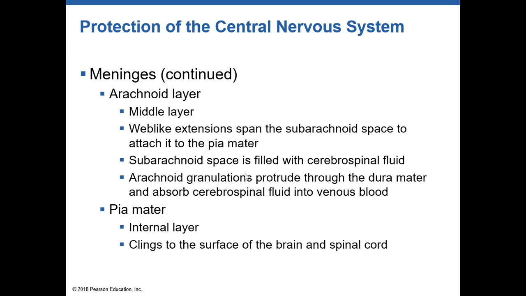Your middle layer is your arachnoid layer. This is considered to be web-like extensions, and it spans your subarachnoid space, and it also attaches down into your pia mater. This space is full of cerebrospinal fluid, and there are little granulations that protrude that help absorb the cerebrospinal fluid that is in this area and bring it back to your blood. Your pia mater is your most internal layer, and this clings to the surface of your brain and your spinal cord.